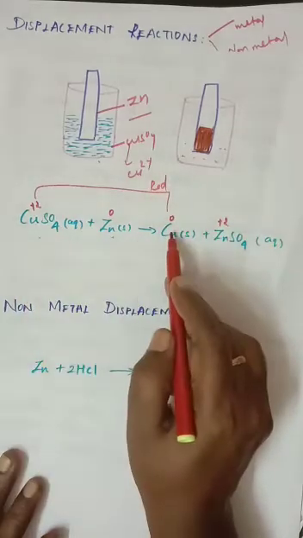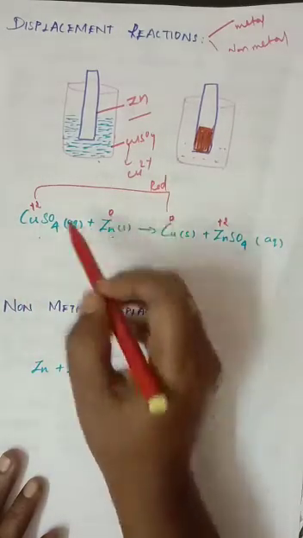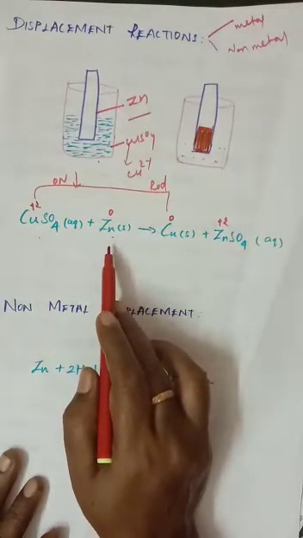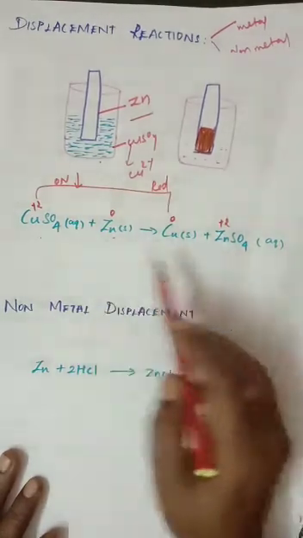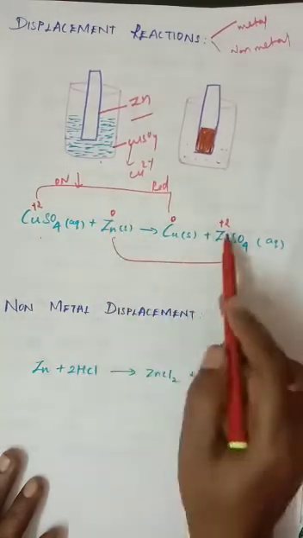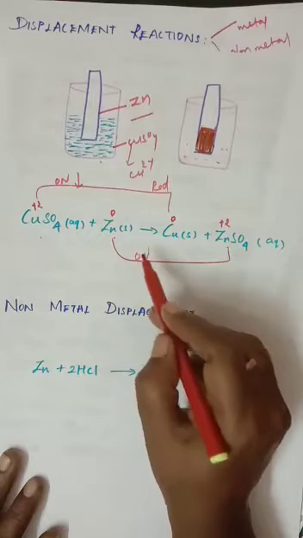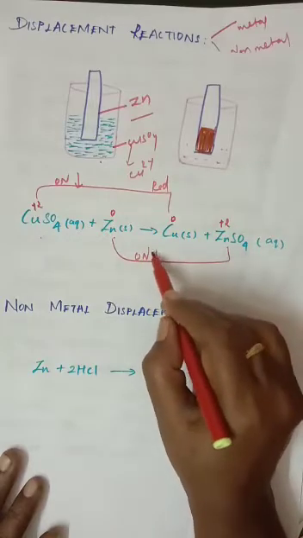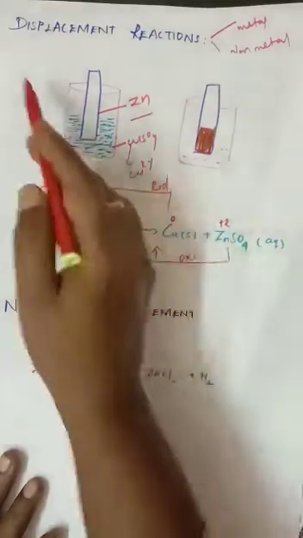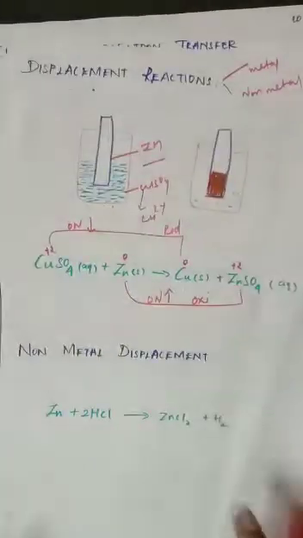So the oxidation number is decreased for copper. Zinc is in the 0 oxidation state and it is giving 2 electrons, becoming plus 2 oxidation number. So 0 to plus 2 is an increasing oxidation number, which means oxidation takes place here. This is the displacement reaction for metals.